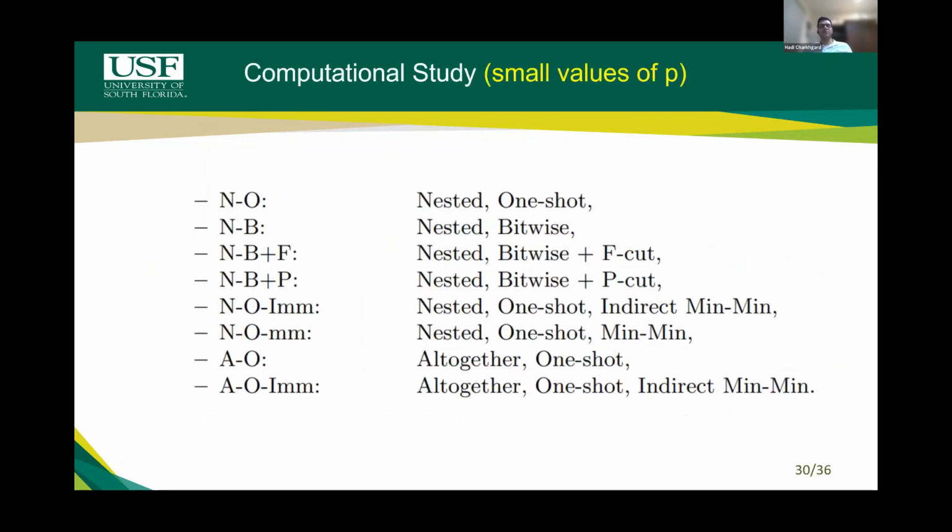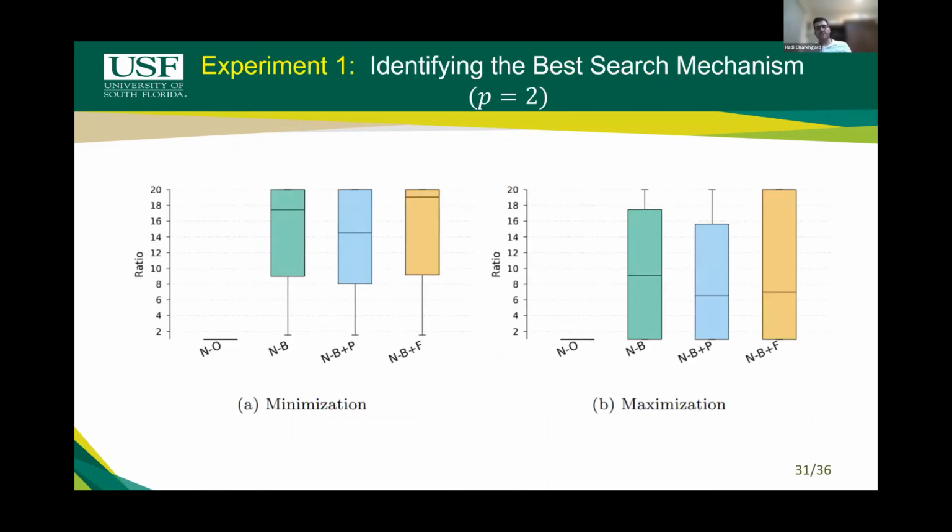Then we asked whether or not our approach is going to be useful for small values of P, and we were able to make some conclusions regarding that too. Here, N represents the nested, O represents the one-shot, B represents the bitwise, and F represents the F-cut. I'm just going to show you some results, and then end my talk. For the case of P equal to 2, not surprisingly, the nested optimizer with the one-shot approach is going to give you the best solution time.